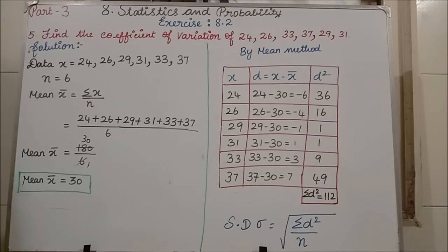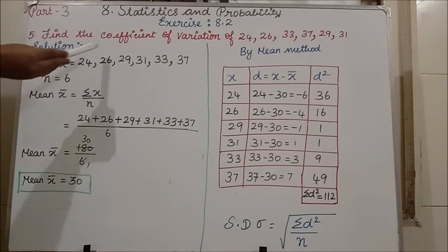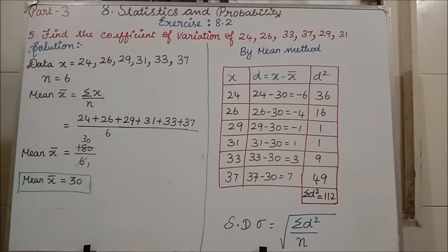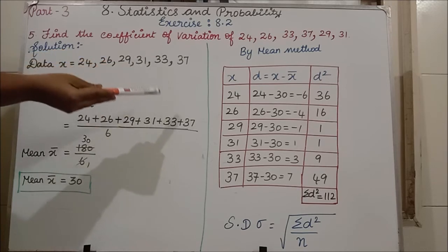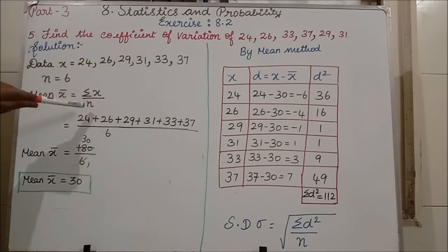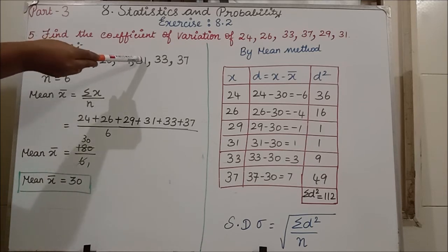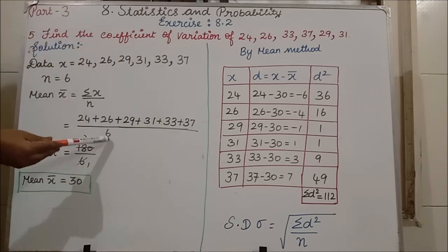What is the mean formula? X bar is equal to summation x by n is our formula. Isn't it? Summation x means what? Given all the observations, you have to add. The final answer is the summation of x. So summation 24 plus 26 plus 29 plus 31 plus 33 plus 37 divided by n. N, how many observations have we been given? 1, 2, 3, 4, 5, 6, divided by 6.